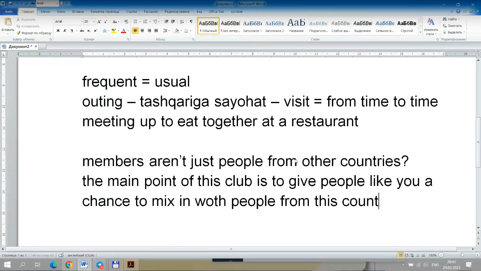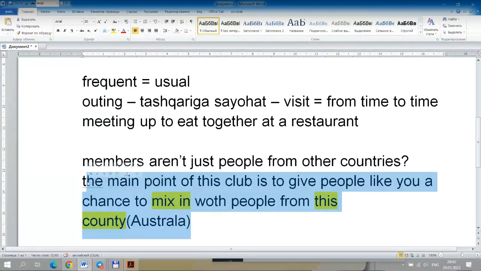Hop. Endi aytyaptiki, this country deganda bu Avstraliyani o'zini nazarda tutyapti. Endi bu klubni asosiy maqsadi o'sha sizga o'xshagan odamlarga avstraliyaliklar bilan birga kirishib ketishiga, qo'shilib ketishiga yordam berish ekan. Mixing degani biror kim bilan qo'shilib ketish, ya'ni do'stlashib ketish ma'noda kelyapti. Demak, the main point of this club is to give people like you a chance to mix in with people from this country. O'zi butun murakkab gapni o'qisangiz biroz chalg'ib toradigan gapda.